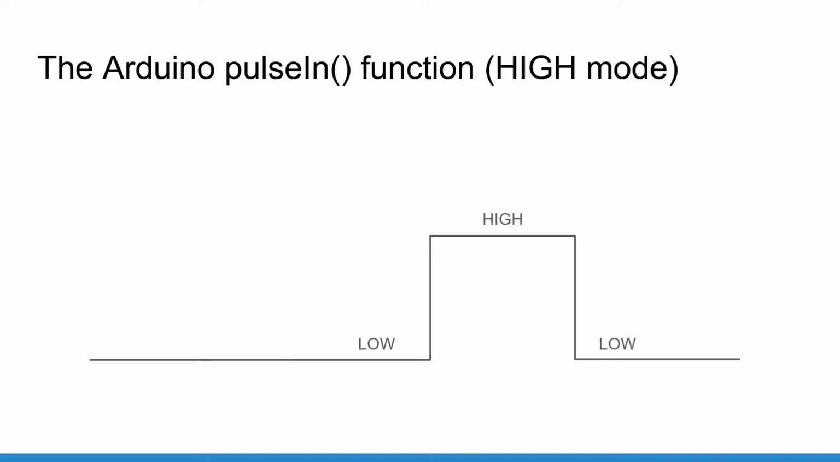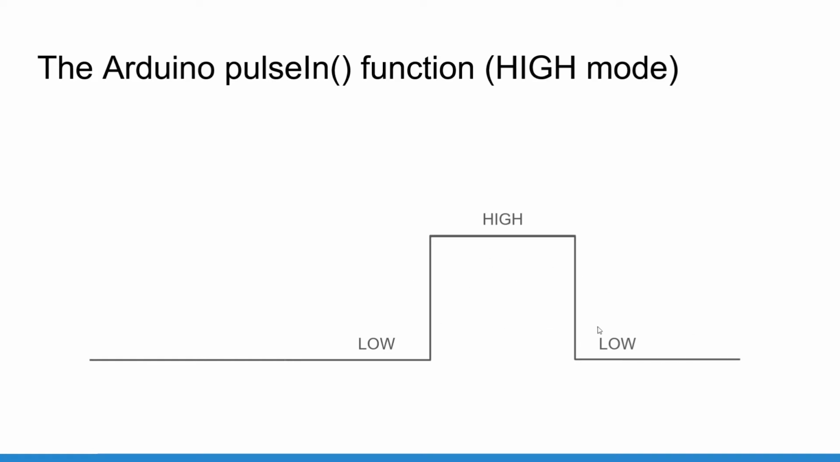So first of all, what is a pulse? Because pulseIn will measure a pulse, so let's first understand what is a pulse. So here you have a signal that is going on a digital pin, and the signal is first low, so let's say 0 volt, okay? And then the signal is going to high, for example, when you press on a push button, or if you receive a signal from any other component. So it stays high for a while, and then it goes back to low.